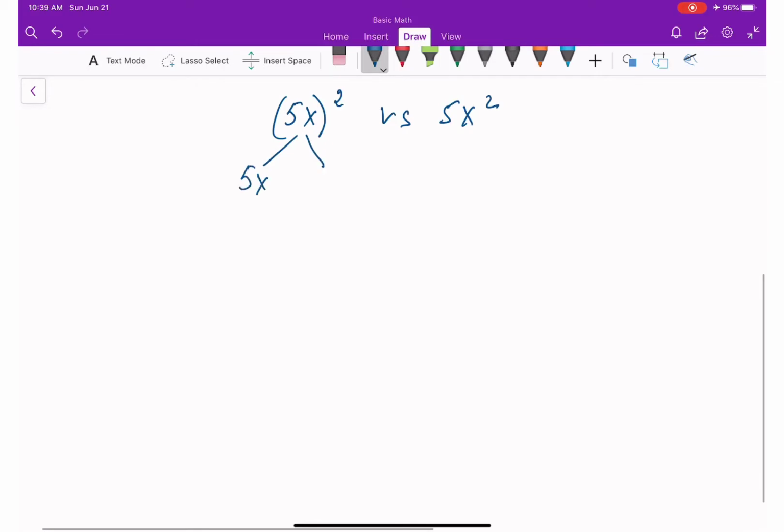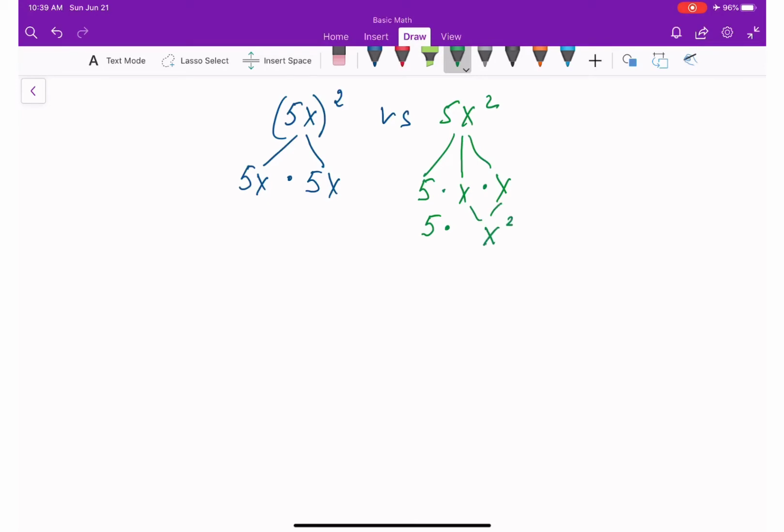5x times 5x. When we say 5x squared, we mean 5 times x and times x. So, which here means 5 times, this is x squared, right? That's where it's coming from, 5x squared. In this case, we are just getting back 5x times 5x, we are getting 5x to power 2.